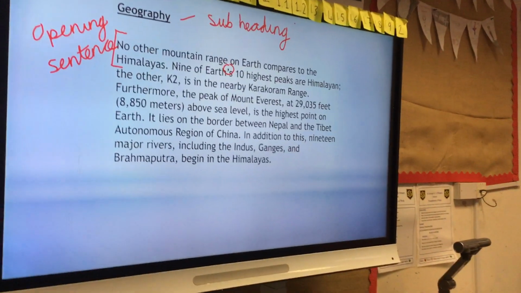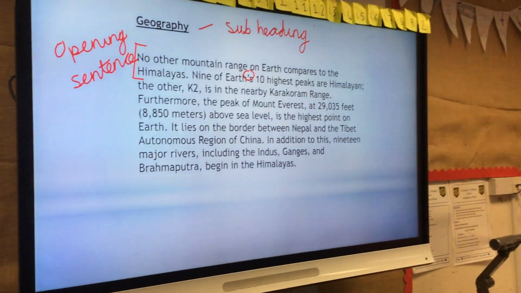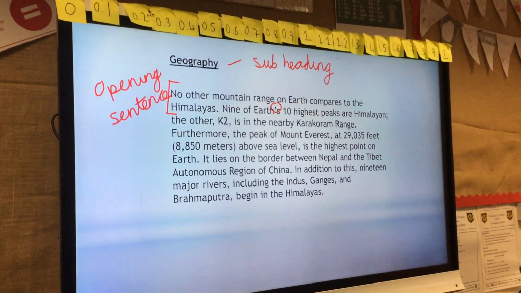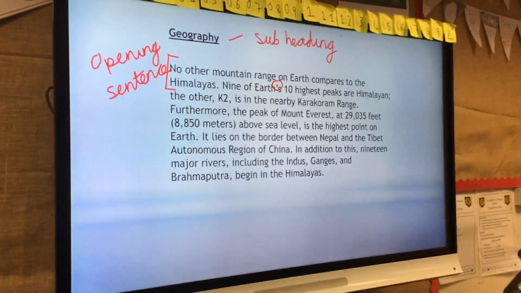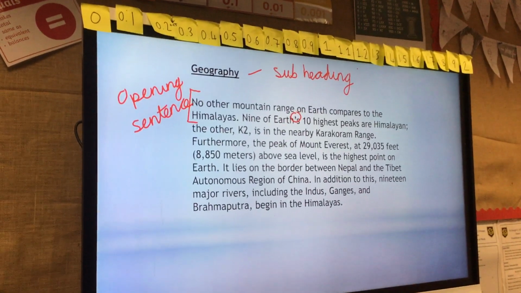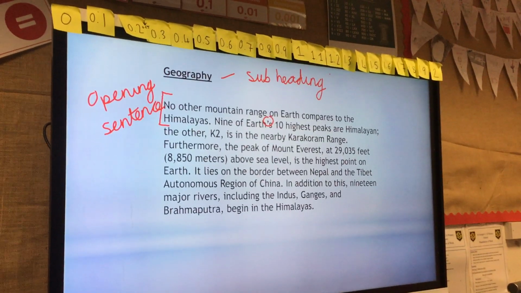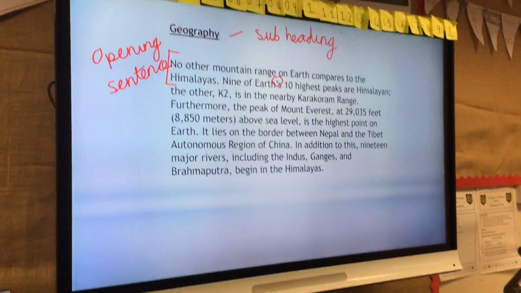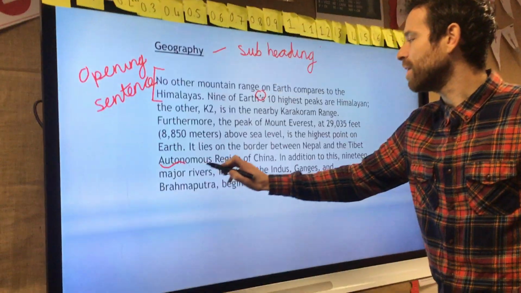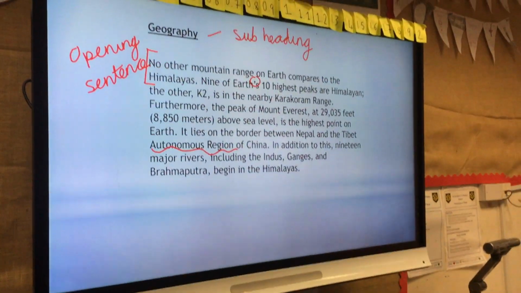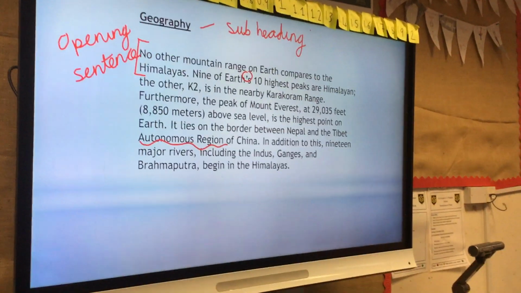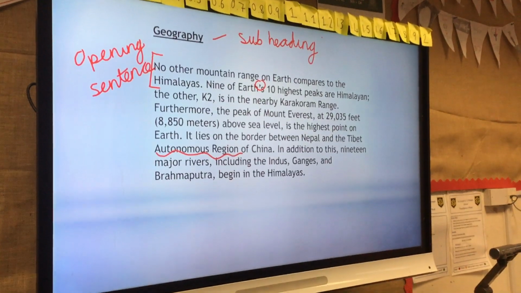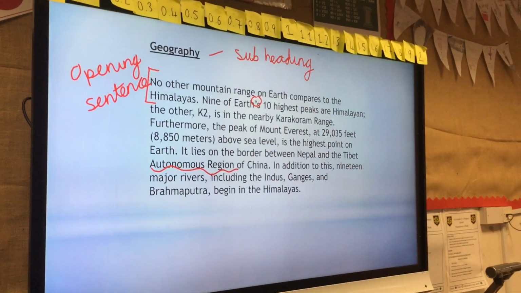I hope I have. Furthermore, the peak of Mount Everest at 29,035 feet, in brackets are really like another feature for report, 8,850 metres above sea level is the highest point on Earth. It lies on the border between Nepal and the Tibet Autonomous Region of China. I wouldn't worry too much about this. It's just the part of Tibet that kind of belongs to China. That's very political. In addition to this, 19 major rivers, including the Indus, Ganges, and Brahmaputra, begin in the Himalayas.